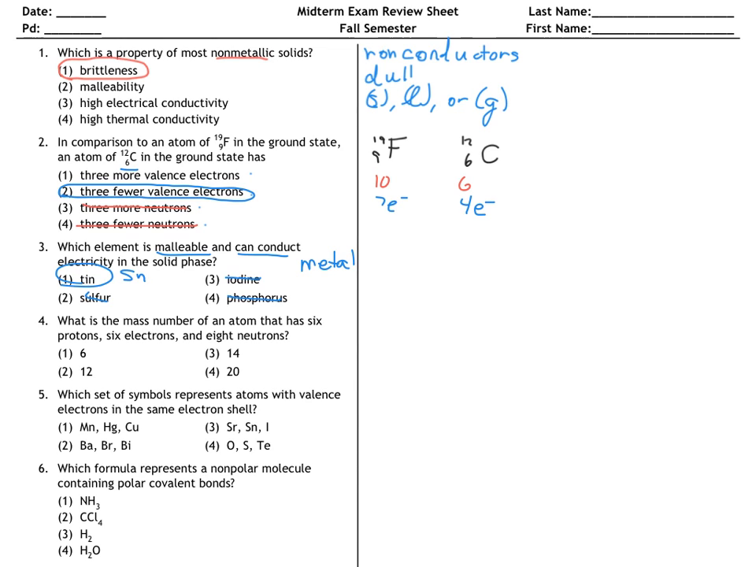All right, number 4, what is the mass number? So you can calculate mass number by doing the number of protons plus the number of neutrons. So what's the mass number of an atom that has 6 protons and 8 neutrons? Electrons don't count here. So 6 plus 8 is 14.